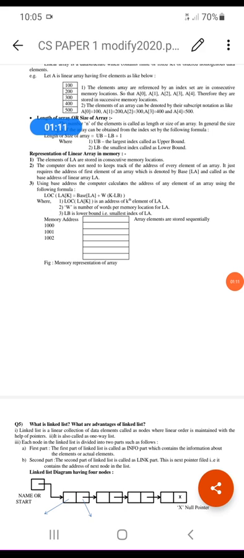Suppose there is an array A which consists of 5 elements, 100, 200, 300, 400, 500, consecutively stored in memory locations. Then array A is subscripted starting from 0, and the maximum subscript is 4. That is A[0], A[1], A[2], A[3], A[4] are the 5 elements of an array stored in consecutive memory locations.